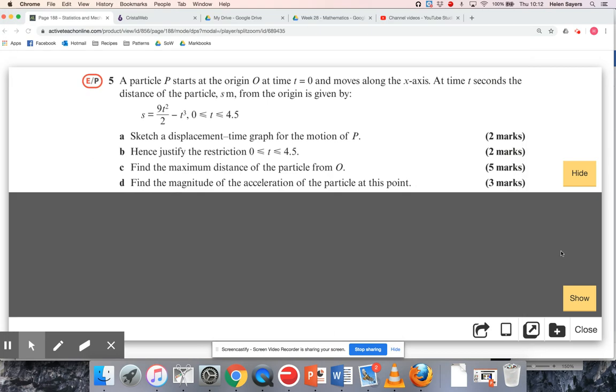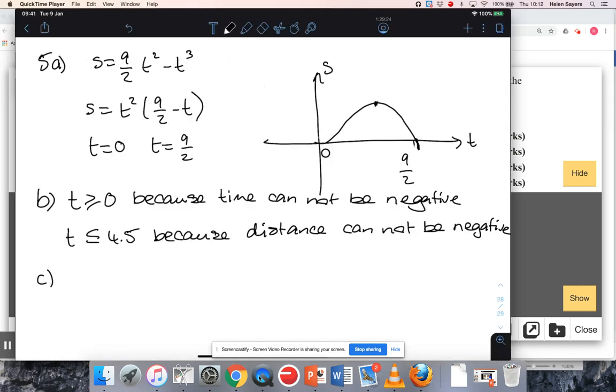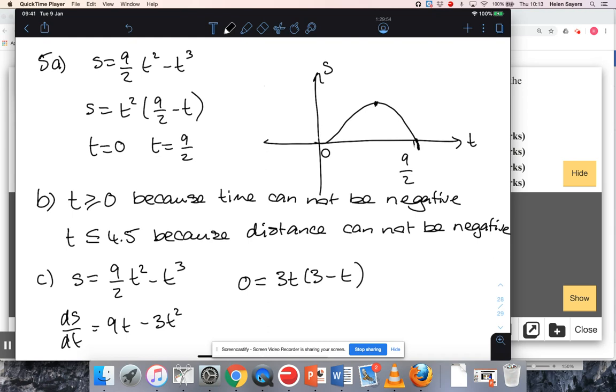Okay. Right, so part C, find the maximum distance of the particle from O. Okay, so that's here. That graph is not going to be symmetrical, so I can't just go for the midpoint. But this is a really common feature in this type of question. As soon as they start asking about maximums and minimums, I'm going to want to differentiate. So if I'm differentiating, I want the expanded version. Okay, so if I differentiate, when I multiply by the 2, the half will cancel. Okay, and I want a stationary point, so I want when that is 0, so I'm going to take 3t out as a common factor.